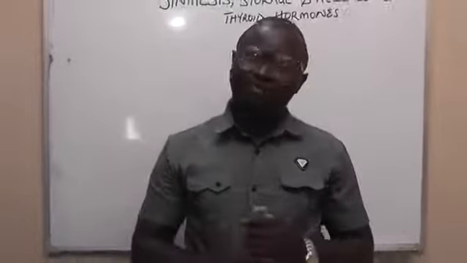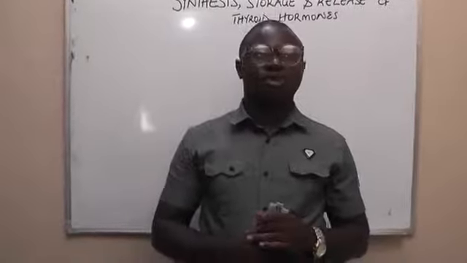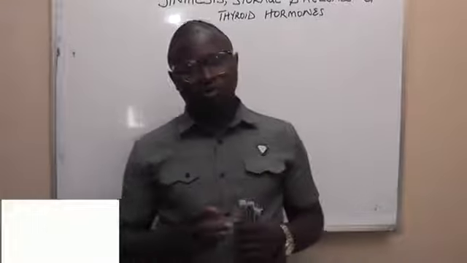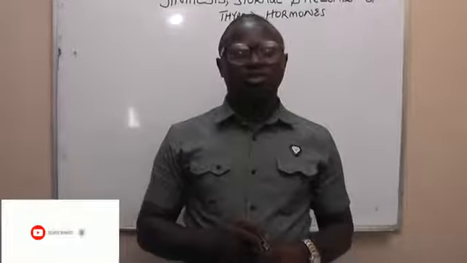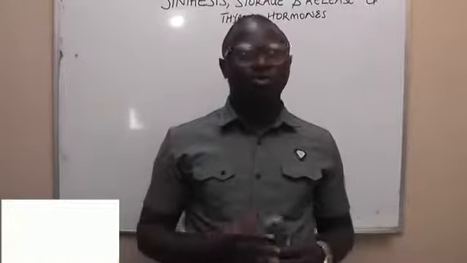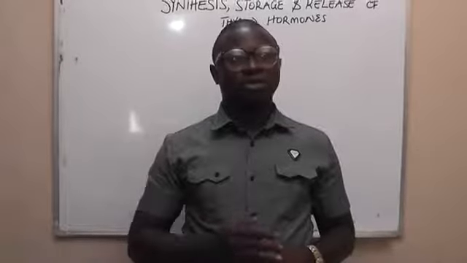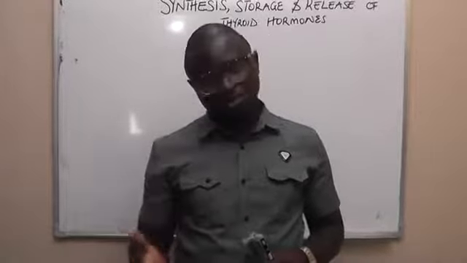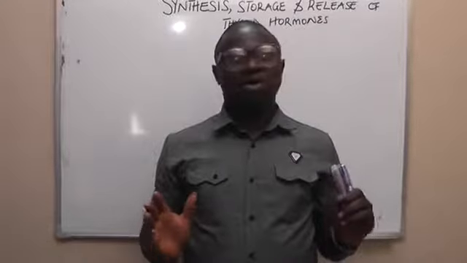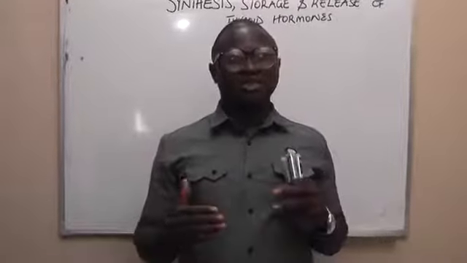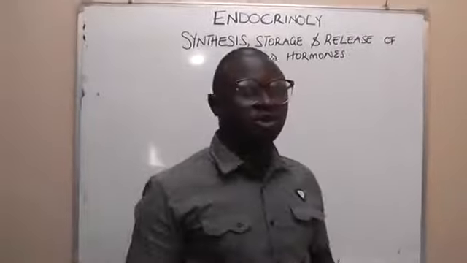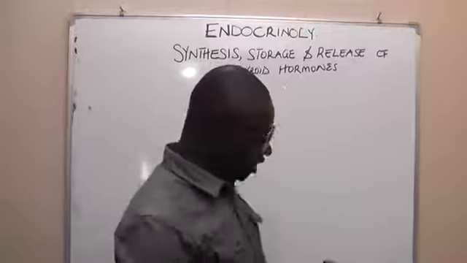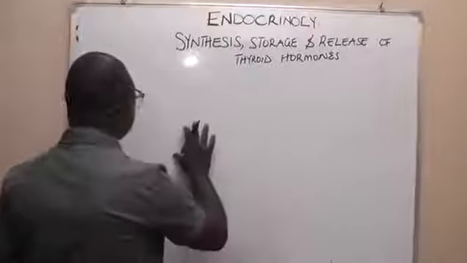It weighs about 25 grams, and it is made up of two types of cells. One of the cells is follicular cells that produce T3 and T4. Then we have the second group of cells known as parafollicular cells, or C cells, and this group of cells secrete calcitonin. Now, basically, we'll be looking at synthesis, storage, and release of thyroid hormones in this lesson. But before then, we'll look at the stimulation, what actually causes the stimulation.